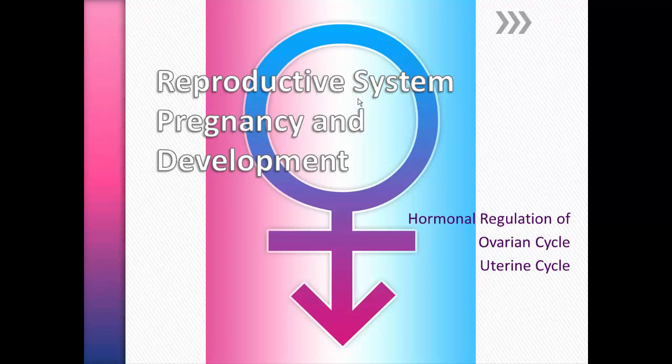So that's going to end our look at the female reproductive system. We'll look at how those hormones regulate the ovarian and uterine cycle in the next video lecture.